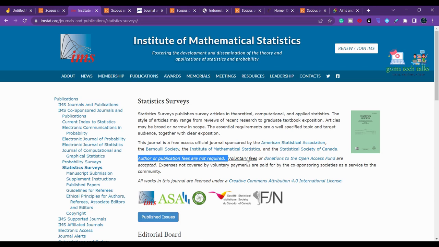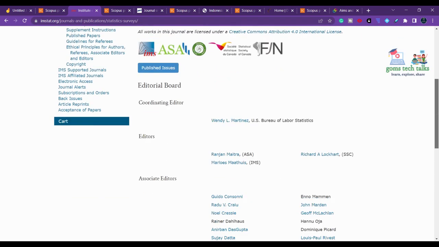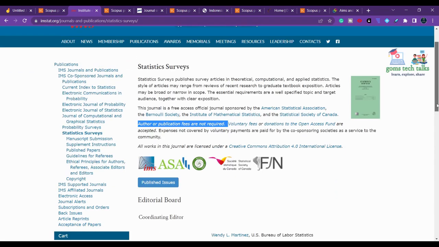Okay, only if you want to pay a voluntary fee, sometimes a few people are willing to pay. If you are really ready to pay the fee, then you can definitely do it. So voluntary fees you can just pay if you want to. Okay, so this is great. So you understand what the fee is about for this journal.